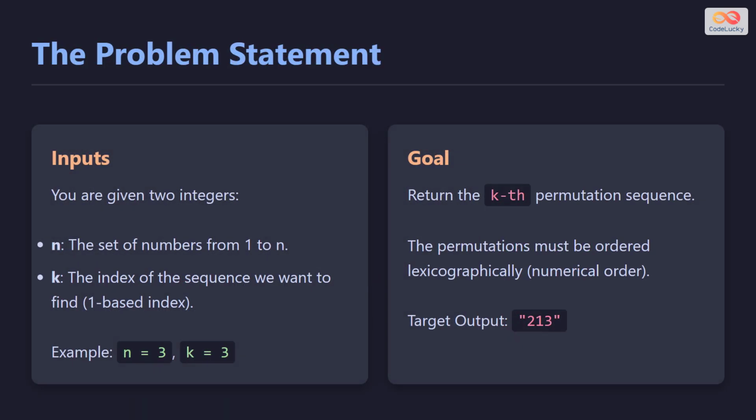Here is exactly what we need to solve. We are given an integer n, representing the set of numbers from 1 to n, and an integer k. Our goal is to return the KTH permutation sequence. Crucially, these permutations are ordered lexicographically, meaning in numerical order, from smallest to largest.